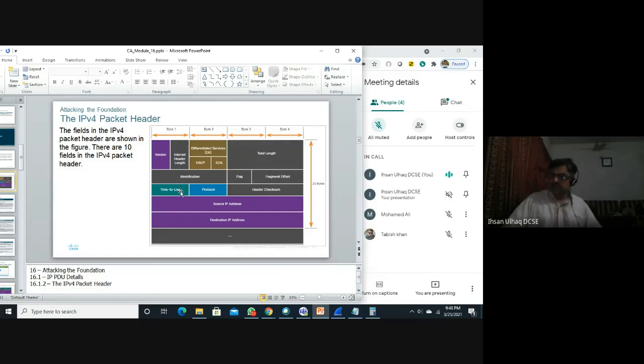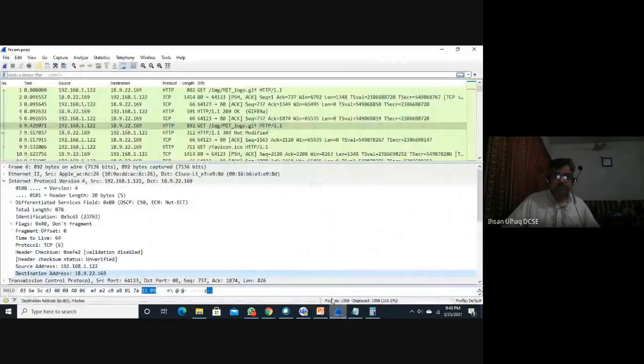Then is the time to live. The packet may not stay forever in a loop, so it is the time to live. Protocol tells what upper protocol is being used, whether, for example, you are using TCP or UDP or ICMP. So the protocol number shows that. In the example I just gave you, I was using the number 6. So 6 means TCP. If you have UDP, it will be 17. Let's see this as well, gentlemen.